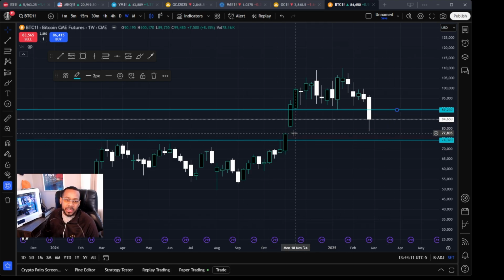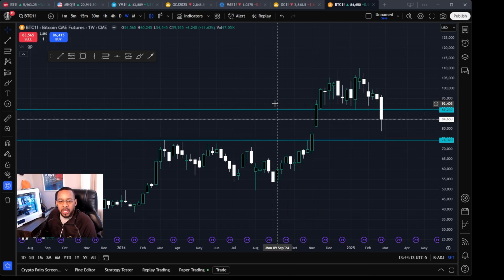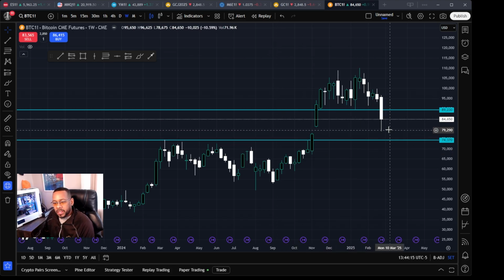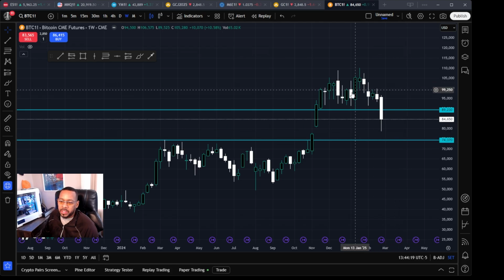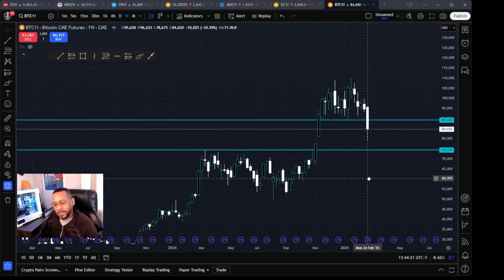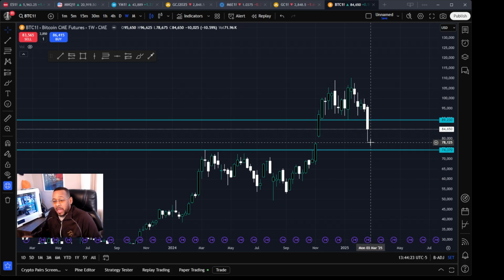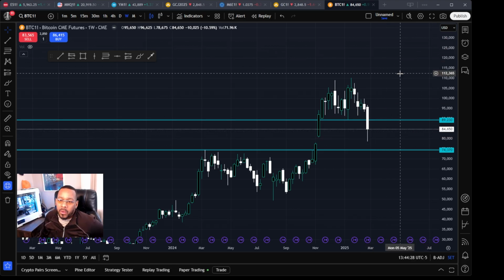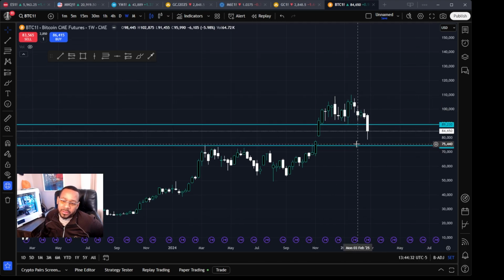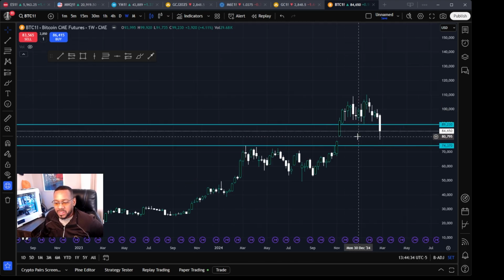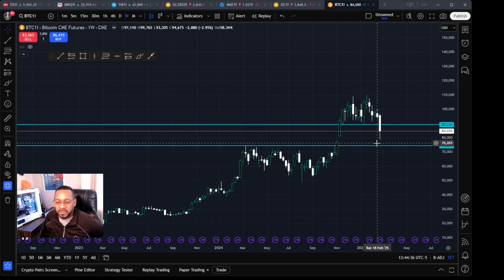Even though it's already tapped this gap on the weekly, I would look for a strong finish to clean that up to go back up. However, it can hit 89,230 and just keep going up. Bitcoin, it's been a nice little retracement. We've been waiting for it, and it finally happened.